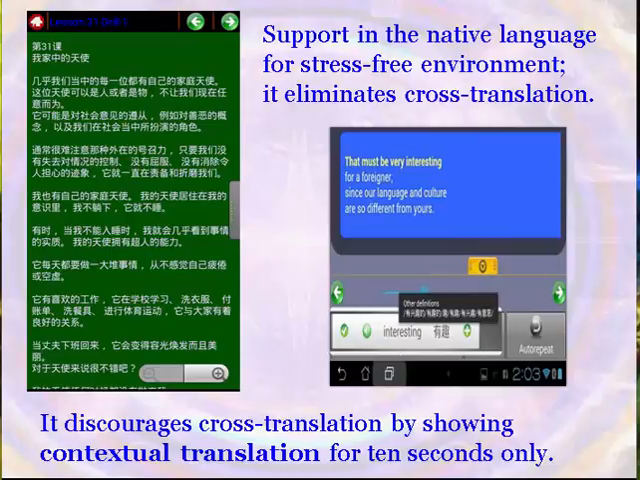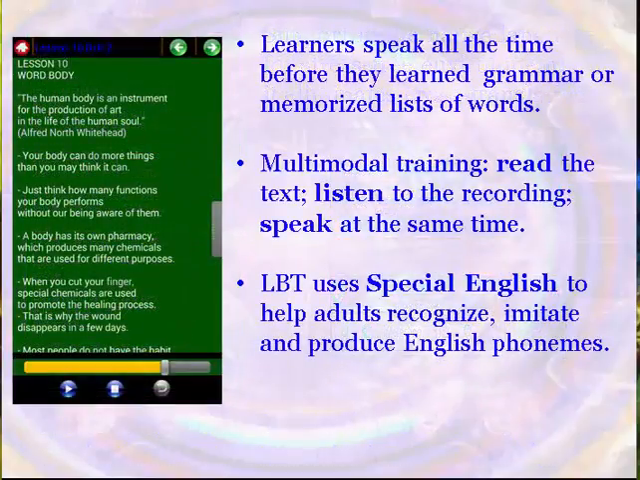The lessons of LB technology are unified by a gradually developing plot that increases learners' emotional engagement. Learners experience the language while doing simultaneous repetition, so they can first recognize and then imitate all English phonemes and word chunks correctly. That, in turn, contributes to their native-sounding pronunciation, intonation, and fluency.